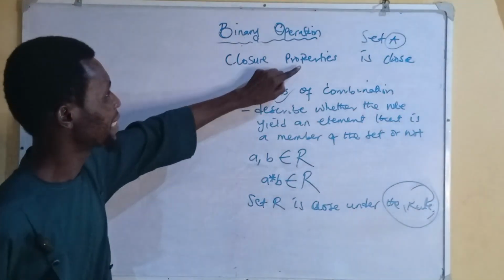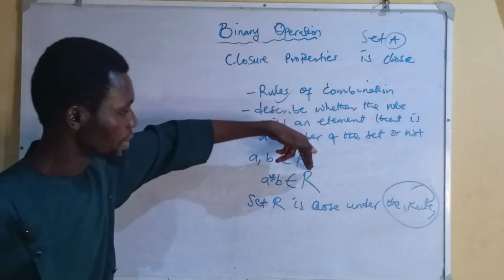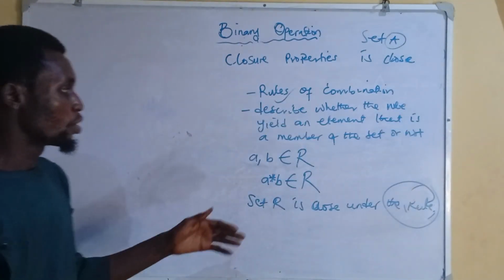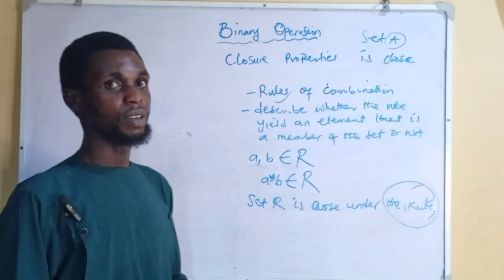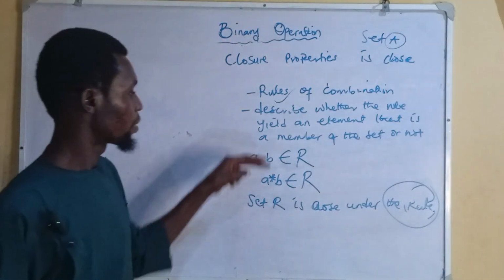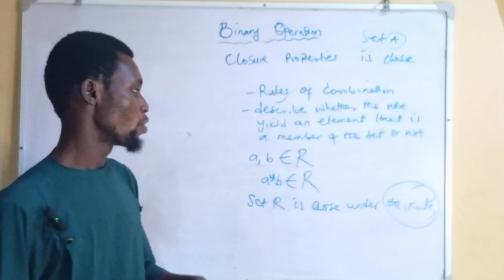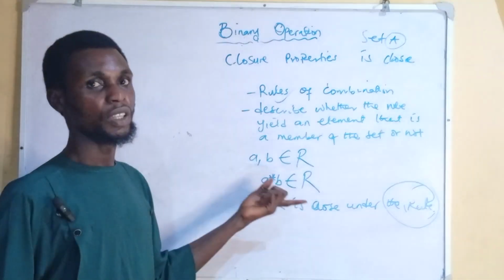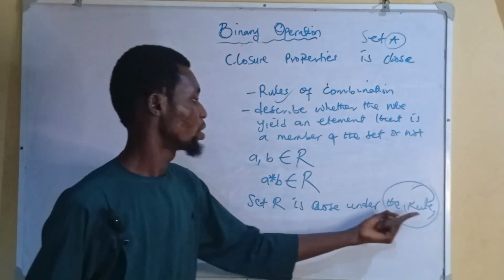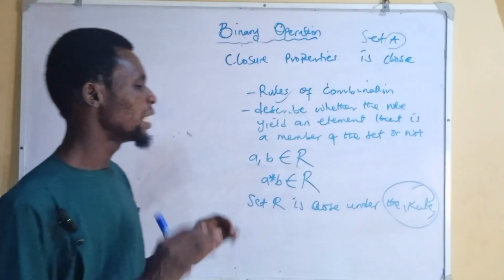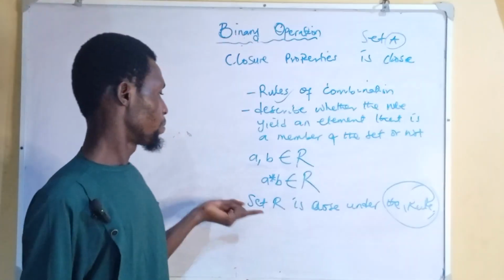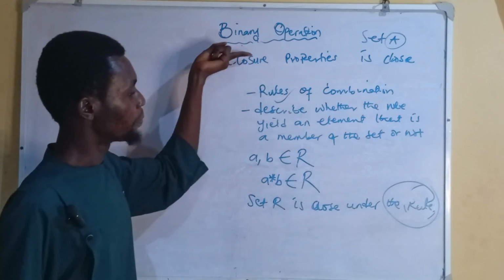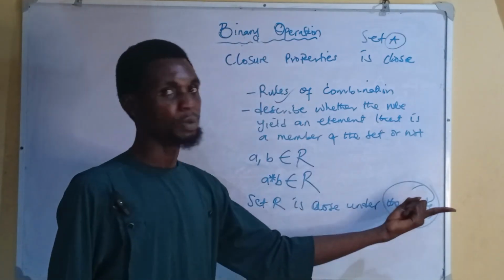So the closure property is describing the set, whether the rules given for that set, combining two elements of the set, will yield a member of that set. If it yields, we say that it is closed. If it does not yield, we say it is not closed. That means set R is not closed under the binary operation, that is, under the rules.